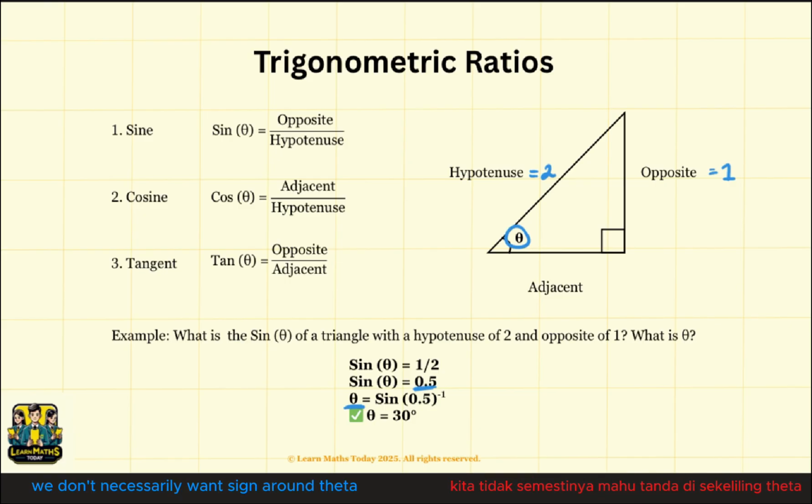We don't necessarily want sine around theta. And to do that, you need to take the arc sine. You can't just divide by sine. It's a very specific action that you would require a calculator or a good memorization of sine and arc sine values. And by doing that, you would then find that the angle theta is 30 degrees.